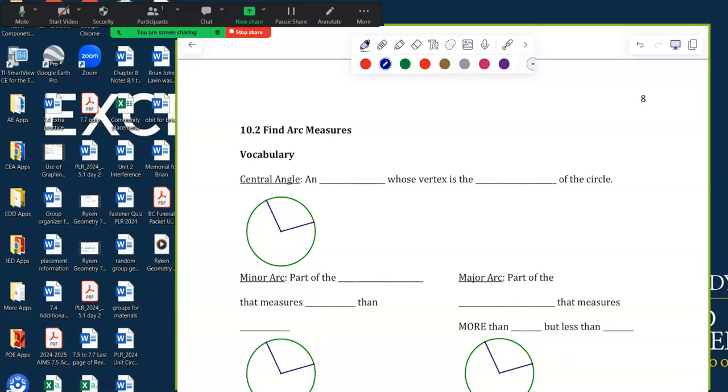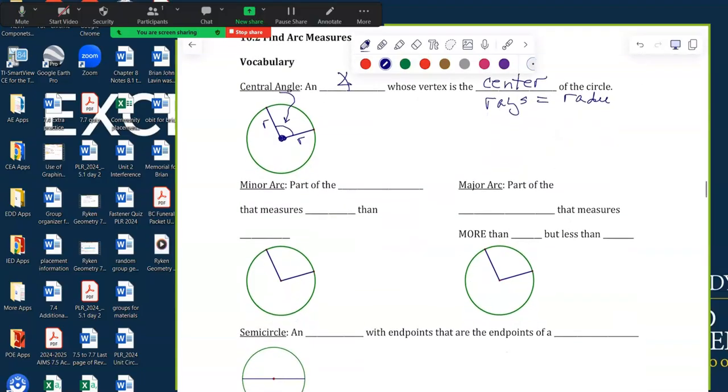Okay, so the first note says a central angle is an angle whose vertex is the center of the circle. So therefore the rays will equal radii, that means plural radius. Here's the center of the circle. This is the central angle. Okay, that's the central angle, and these are radii, and they're the rays of the central angle.